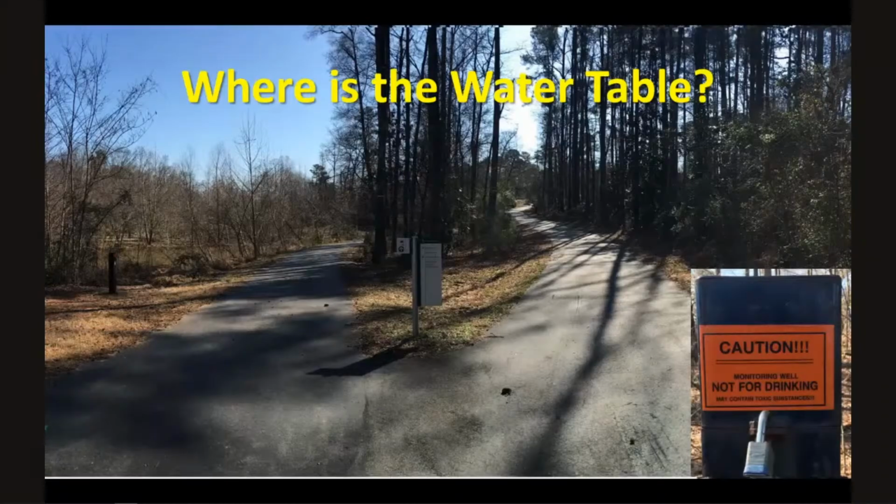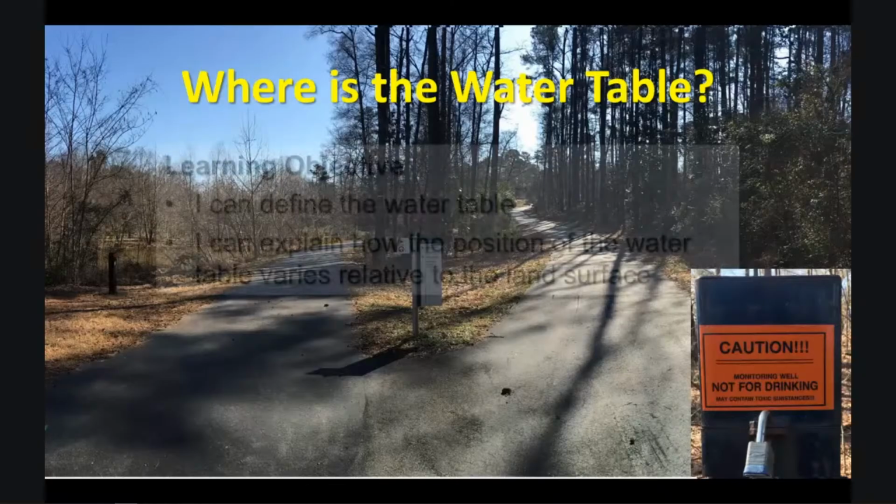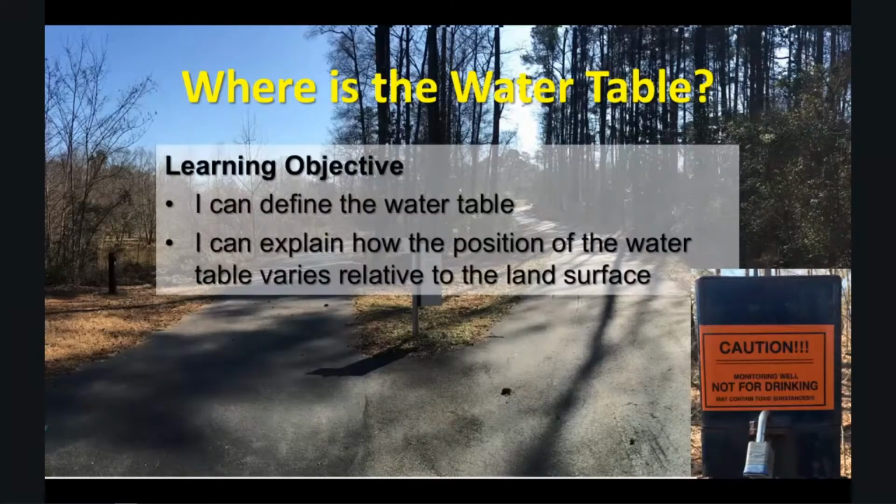Table. A key feature that gets discussed a lot when we talk about the availability of groundwater. Our learning objective is to use some simple models to define what the water table represents and take you on a short field trip to explain how the position of the water table varies relative to the land surface.